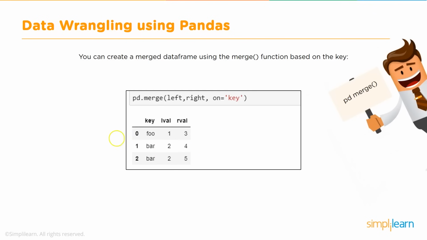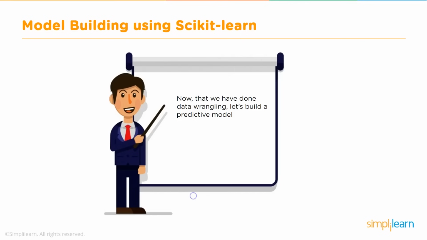So the L value appears twice, and the number 2 appears twice, but that is because there are 2 of them in the R value. Okay. All right. So that is how you merge when you don't have an identical structure.